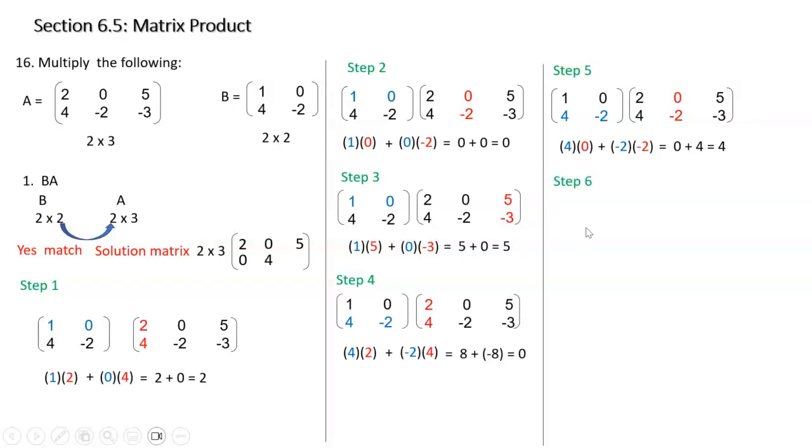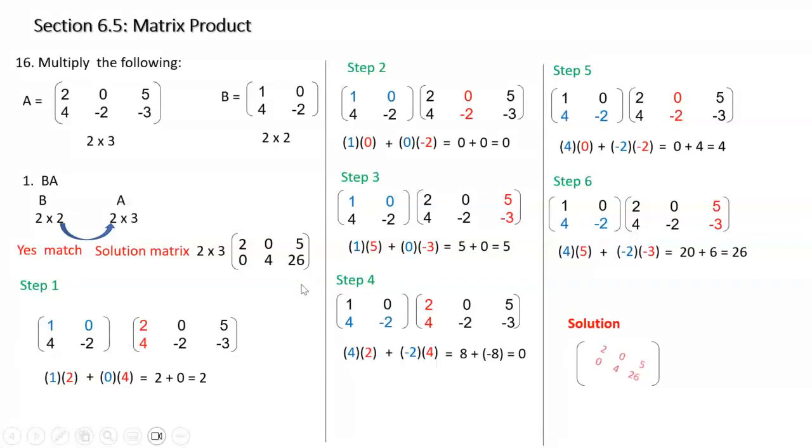Now finally, we're going to multiply the second row times the third column. So 4 times 5 will give us 20. -2 times -3 will give us 6. So 20 plus 6 will give us 26. And that goes on the second row, third column. So that's my solution. That's your answer, guys.